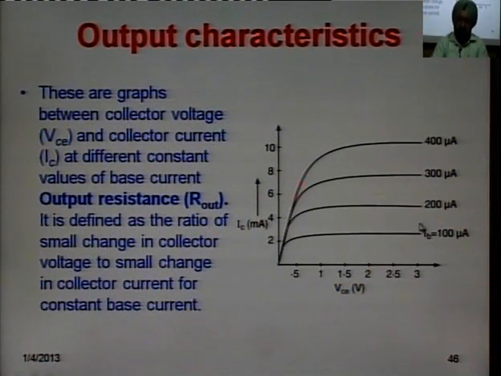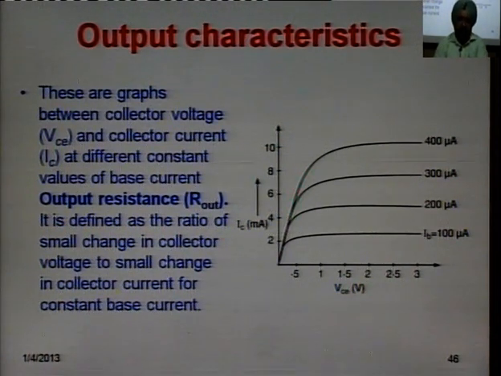So what you have to do is keep the base current constant. Let us say you keep the base current at 100 microampere, keep on increasing collector emitter voltage and keep on noting down the collector current, you will find a graph like this. If you increase the base current, you will get another graph. You increase it to 300 microampere, you get another graph. So all these graphs are the graphs of output characteristic between collector emitter voltage and collector current.